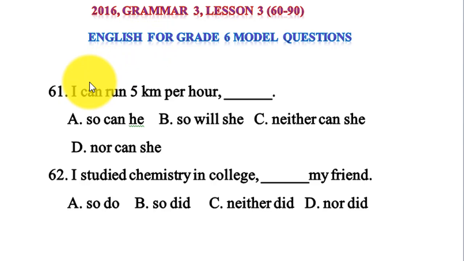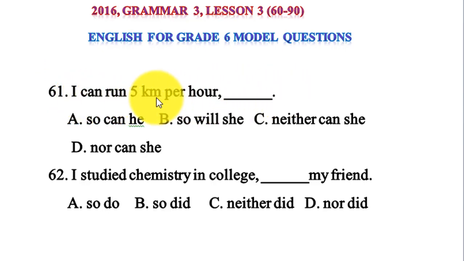So I'll give you some time to answer the questions individually. And after that, I will give an explanation or detailed analysis of every question, and how the answer should be A or B or C or D. So let me start from question number 61. I can run at 5 km per hour, blank.